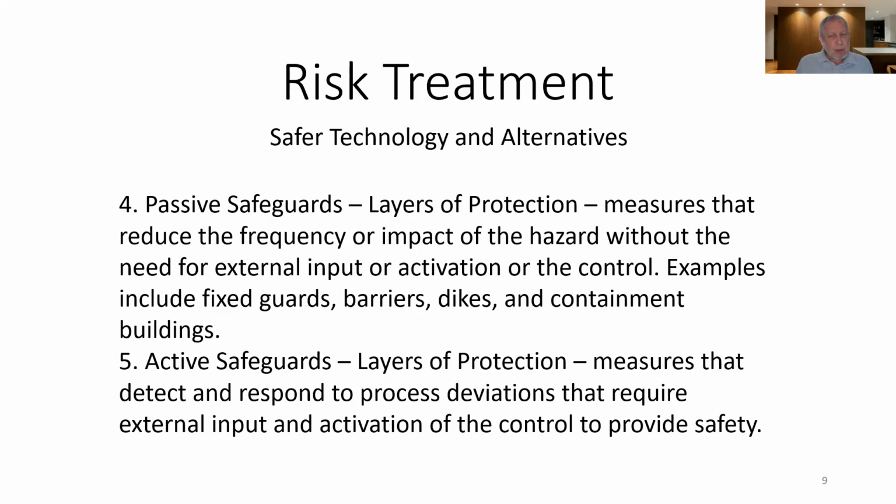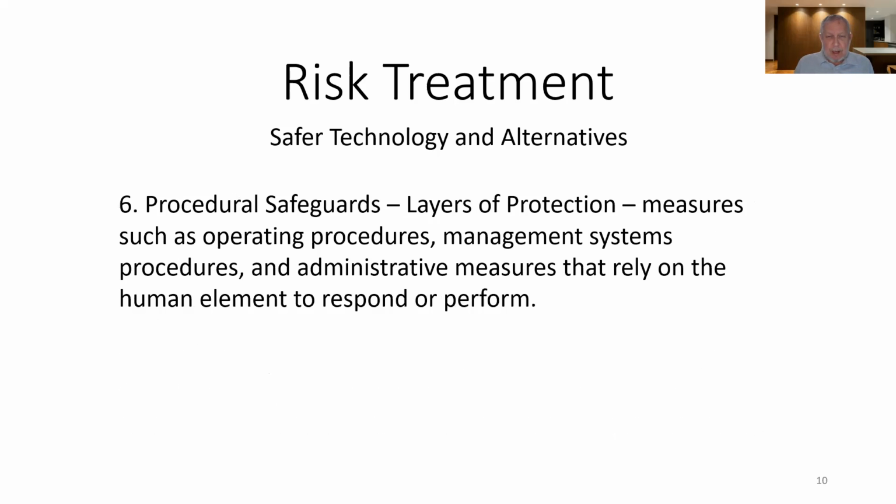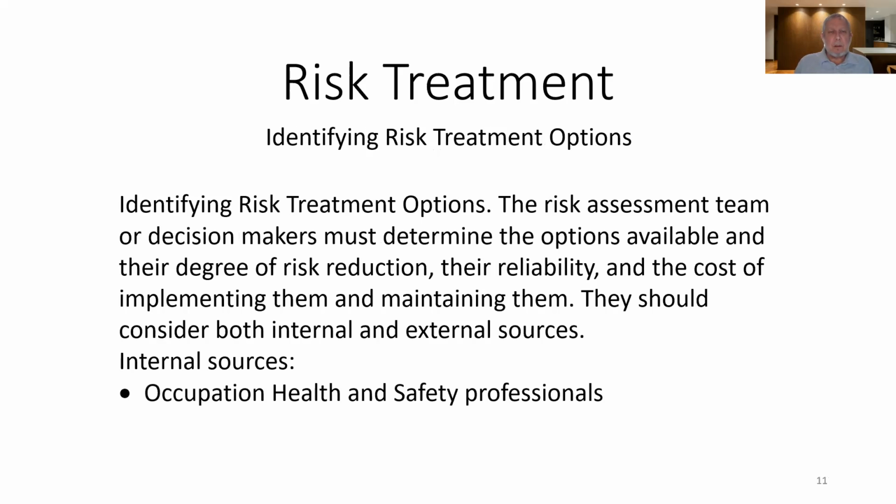Active safeguards, layers of protection again, measures that detect and respond to process deviations that require external input and activation of the control to provide safety. Procedural safeguards, this again, layers of protection, measures such as operating procedures, management systems, procedures, and administrative measures that rely on the human element to respond or perform. We would call these administrative controls. So you can see there's a lot of similarity there. And this is called safer technology and alternatives.